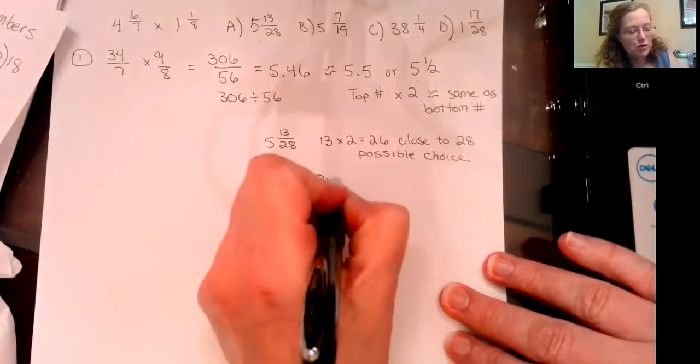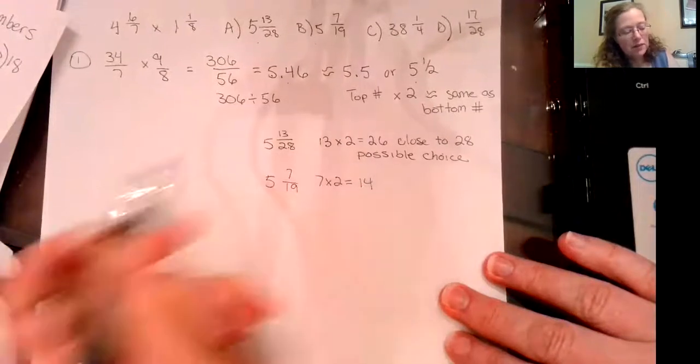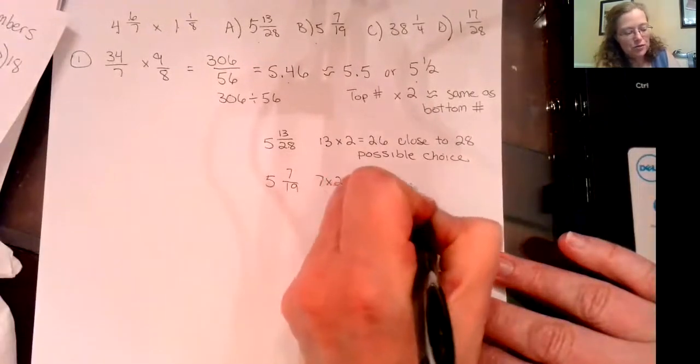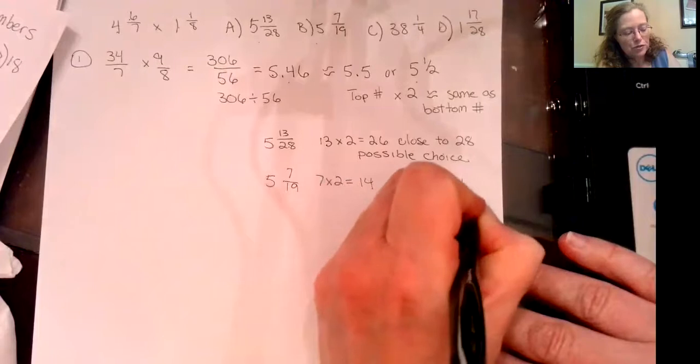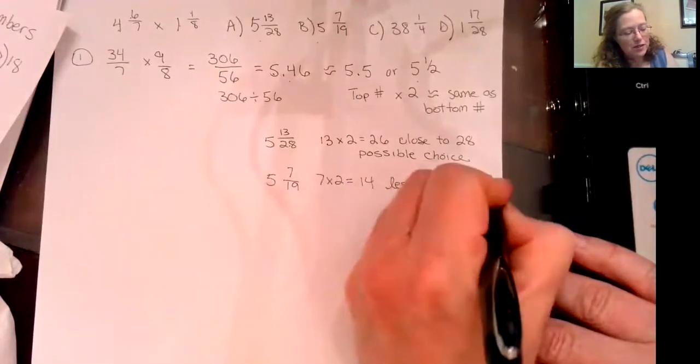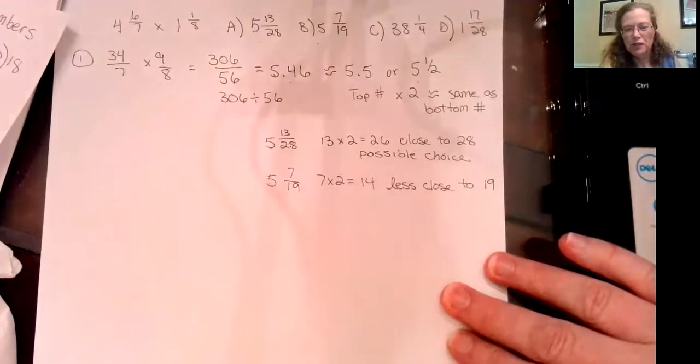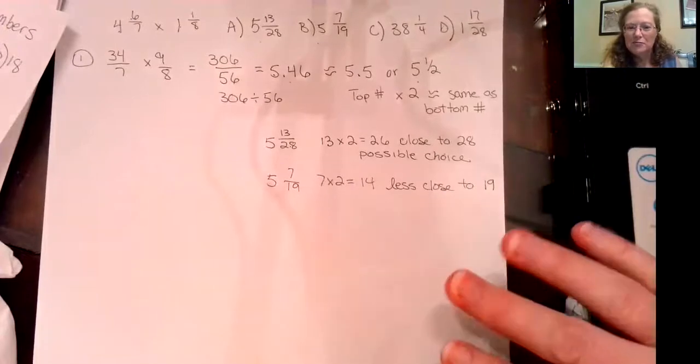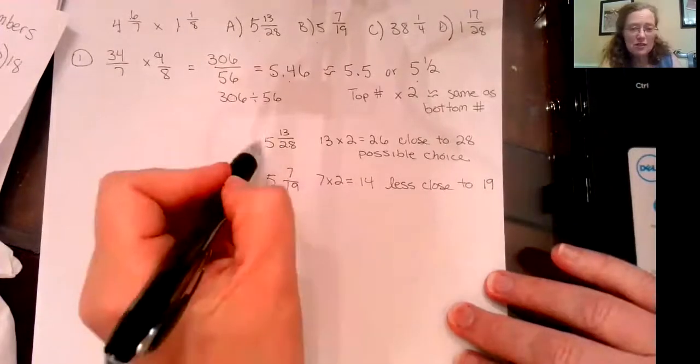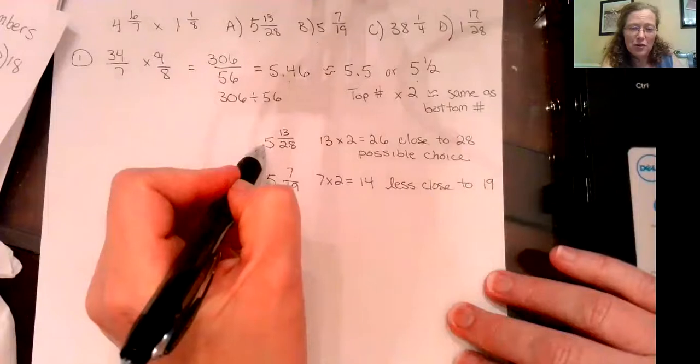7 times 2 is 14. This is less close to the bottom number, to 19, than 26 is to 28. So I have a feeling that this is going to be our correct answer. We can check.